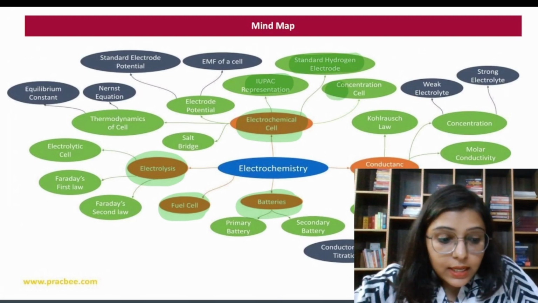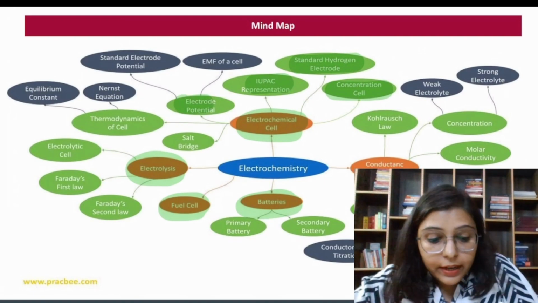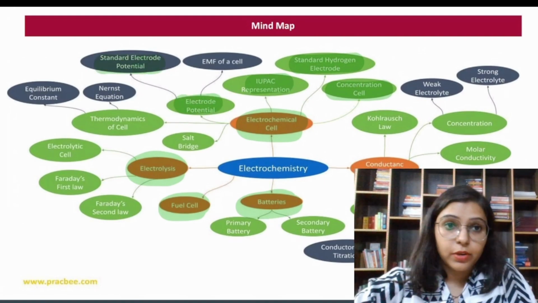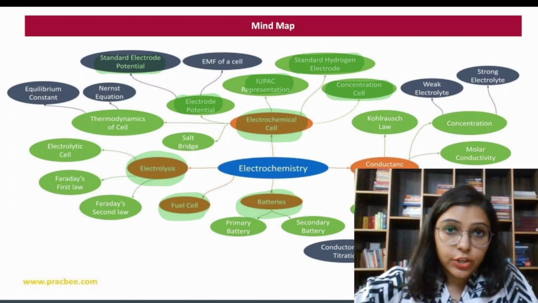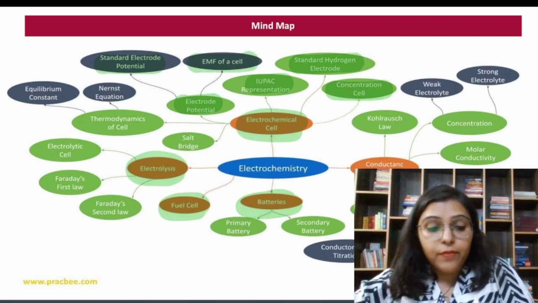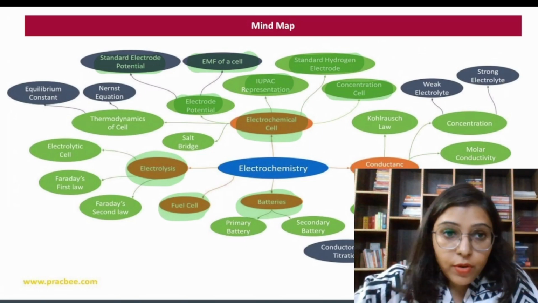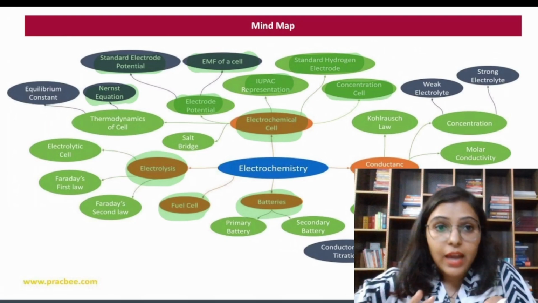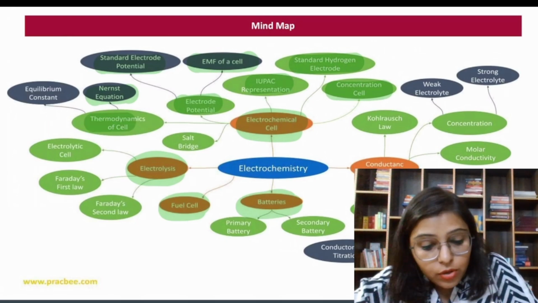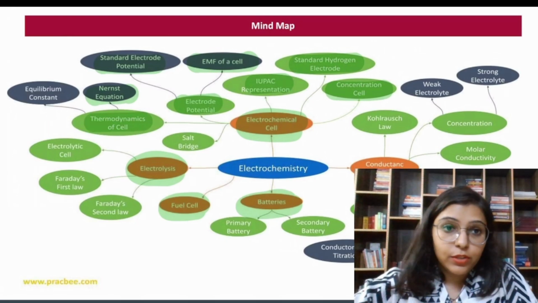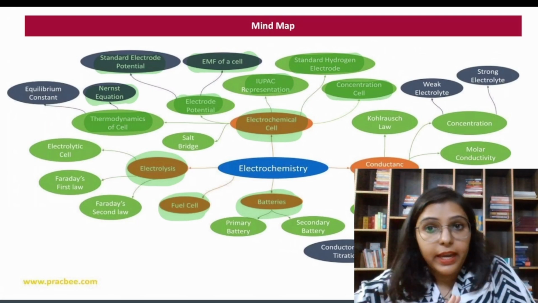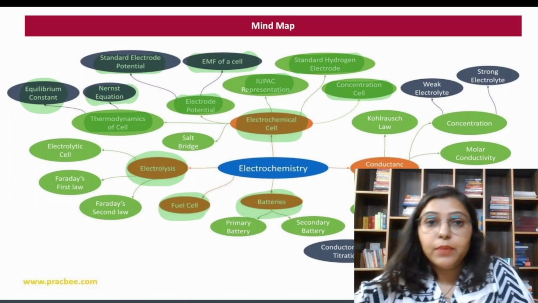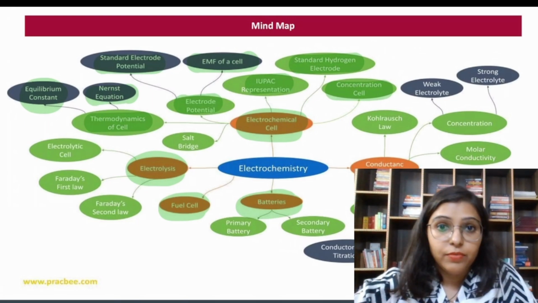electrode, concentration cell, electrode potential in terms of standard reduction potential or standard oxidation potential, and EMF of the cell. EMF of the cell we can calculate from the Nernst equation. We have to understand the thermodynamics of the cell. In the thermodynamics of the cell, we relate Gibbs free energy with the equilibrium constant. So we have certain formulas for that.